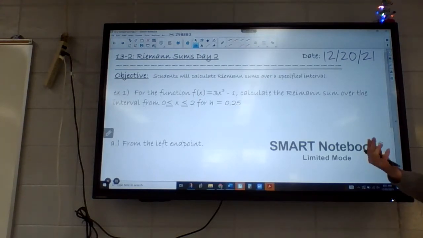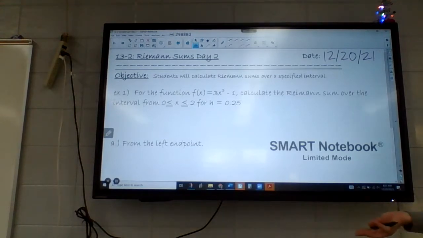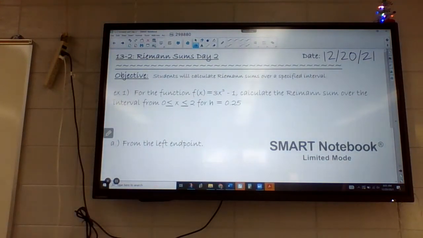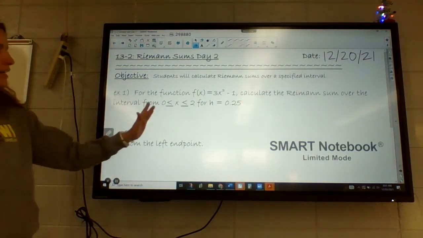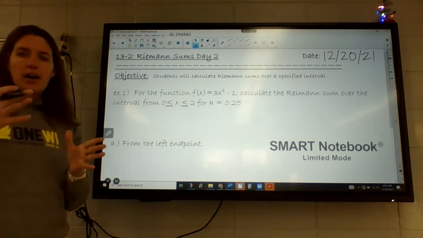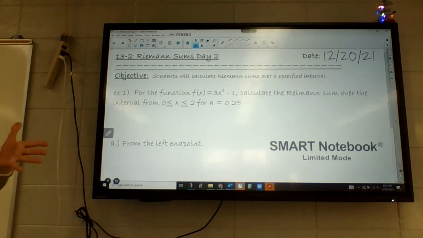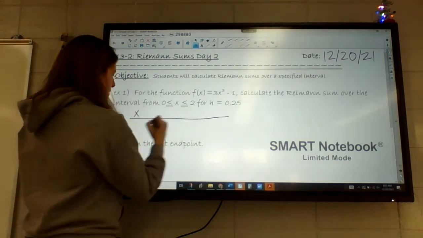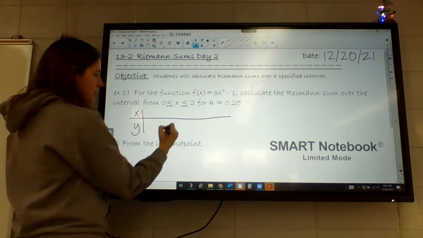So for this function, they say calculate that Riemann sum over the intervals. They tell us what interval to use, but then they tell us the h is 0.25. So what that's telling us is the width of our rectangles, which means that if you think about this from 0 to 2, we're gonna have some not just whole numbers as a part of our table here. So I'm gonna actually set up the table here.